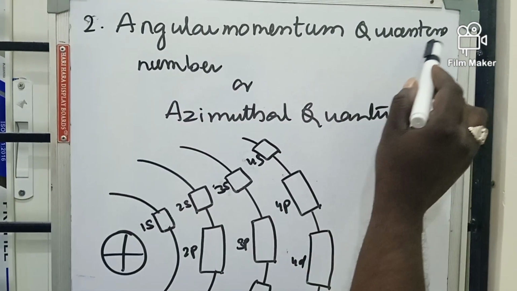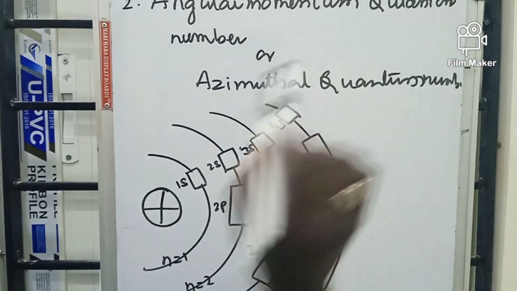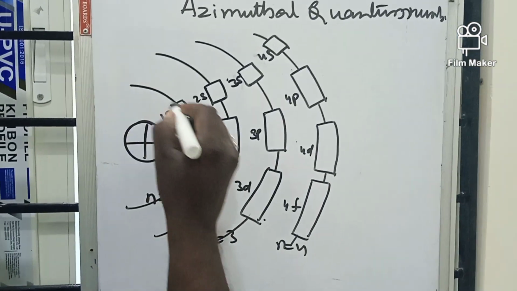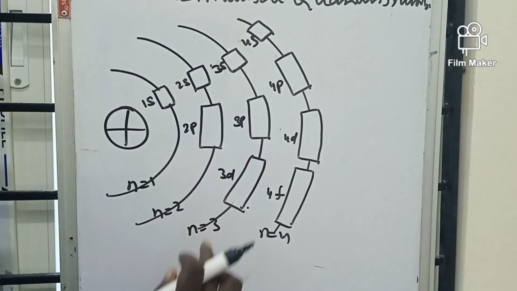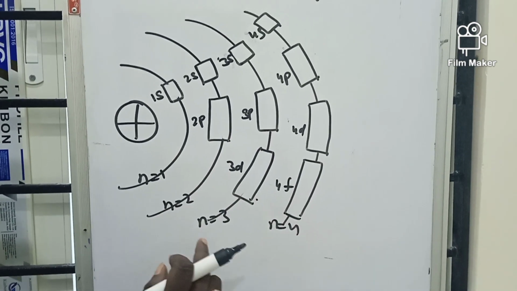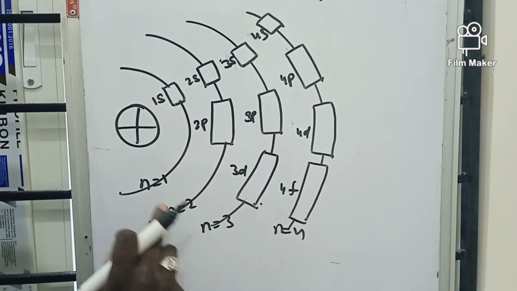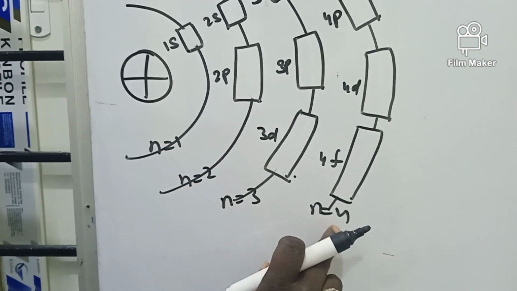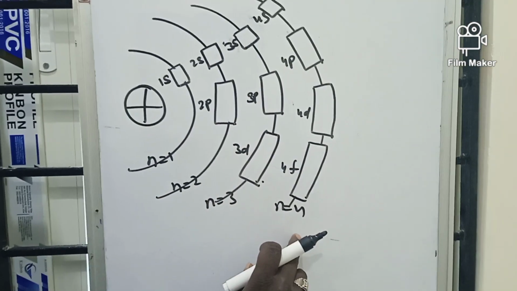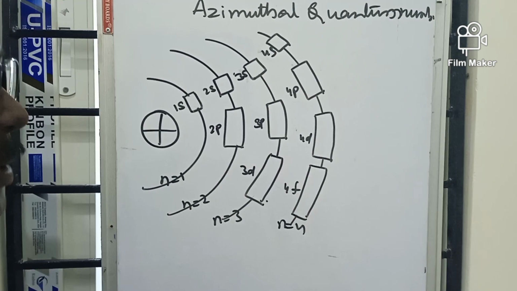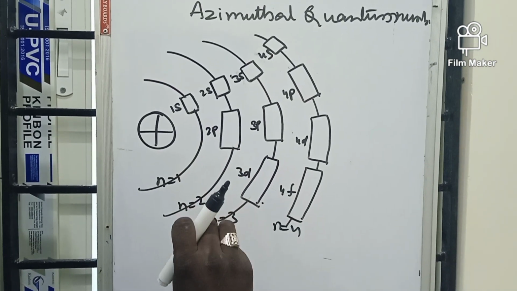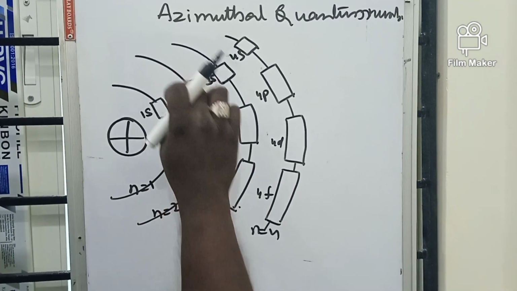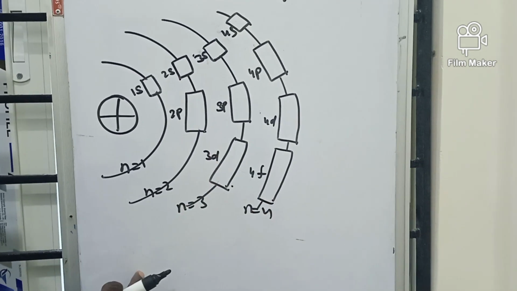Angular momentum quantum number or azimuthal quantum number. We discussed before that in every atom, electrons are revolving around the nucleus in specified paths called orbits or shells. From the principal quantum number, we know the orbit numbers n equal to 1, n equal to 2, n equal to 3, and n equal to 4. And in each shell, as per the Zeeman effect, each spectral line splits into sublines, due to each stationary orbit being divided into some substationary levels.